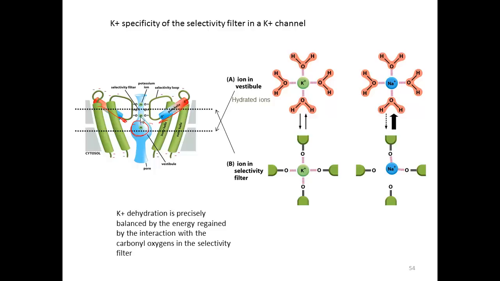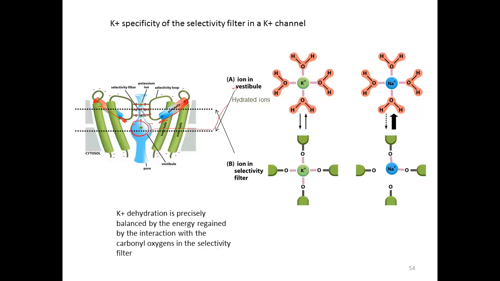And then the selectivity filter, which allows the large potassium to go through but prevents the smaller sodium from passing through. And that's explained thermodynamically. Again, there are 3 stages of carbonyl binding that constitute the selectivity filter. First, we're going to look at the situation for sodium and potassium in the vestibule. Here there's a lot of water around, and these ions are hydrated by at least 4 molecules.